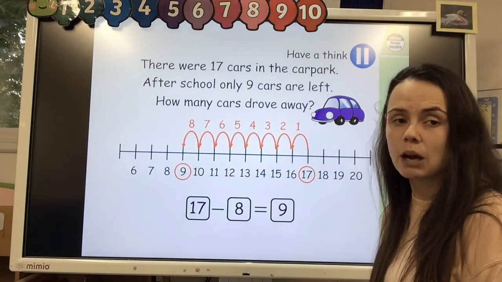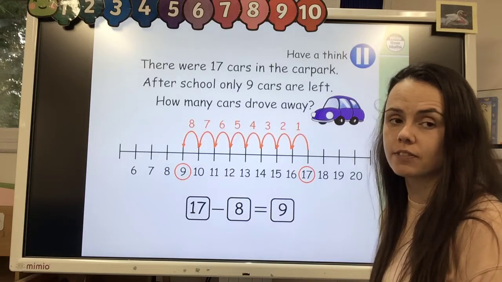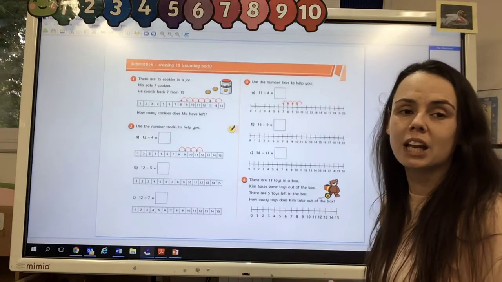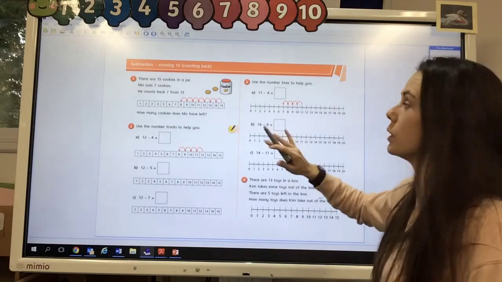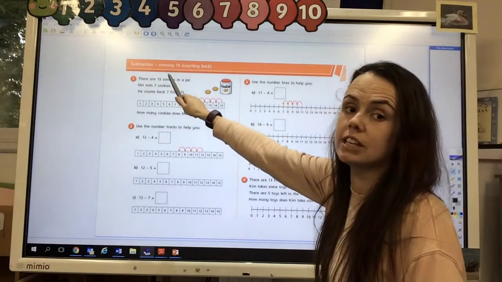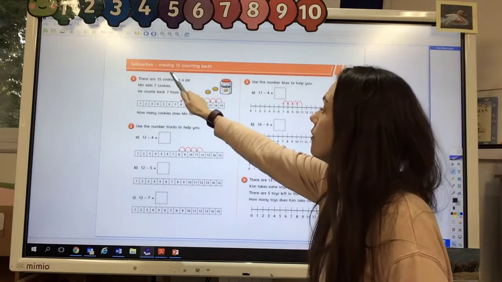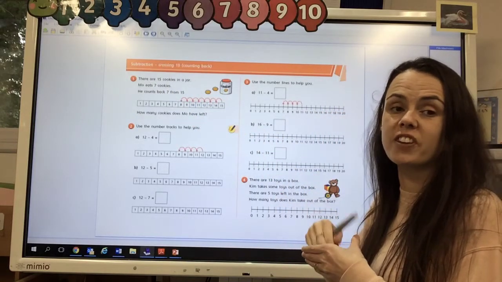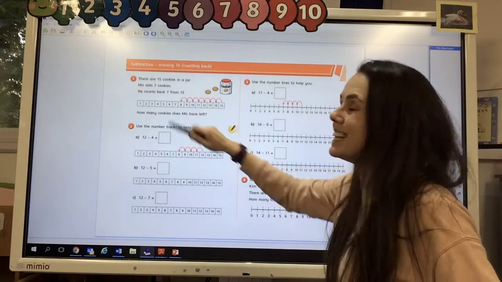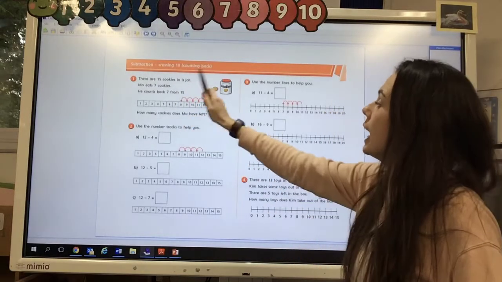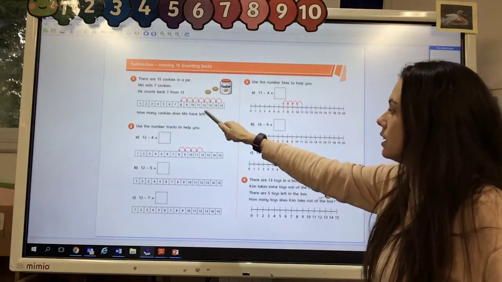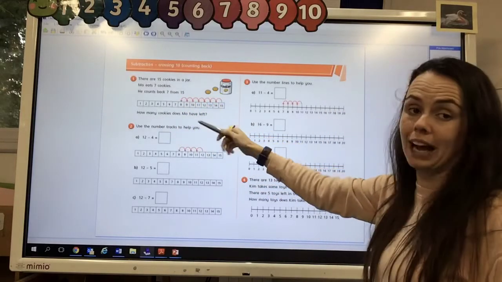Well done. Now let's go on to today's worksheet and see if that is as tricky as these questions. Right, here's today's worksheet. So we're going to start with number 1. I'm going to read it to you. It says, there are 15 cookies in a jar. So we've got a jar of cookies and inside is 15. Mo eats 7. He counts back 7 cookies. How many cookies does Mo have left?